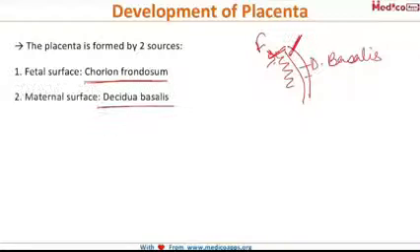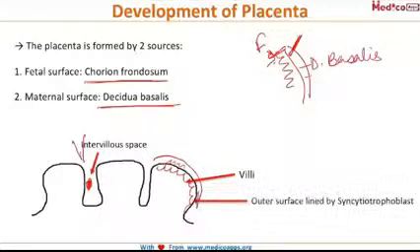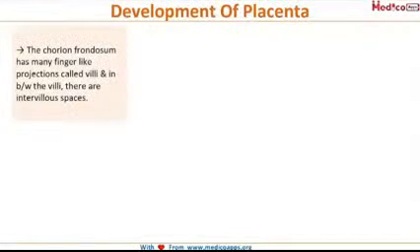As you can see in this diagram, this is our villi, this is the intervillous space. It is here that the maternal arteries come and open, and this is the villi which is lined by the outer syncytiotrophoblast, which is a multinucleate cell layer, and the inner cytotrophoblast, which is a single cell layer. Now, this chorion frondosum has many finger-like projections called villi, and in between the villi there are intervillous spaces.